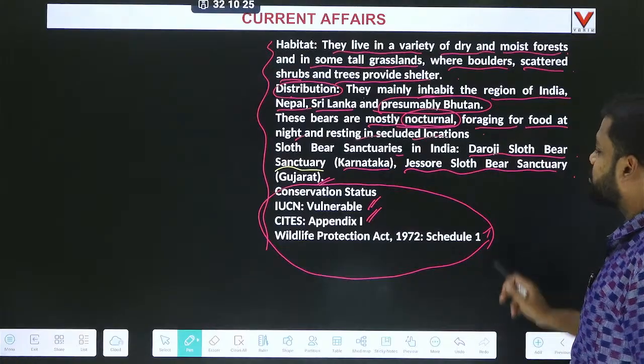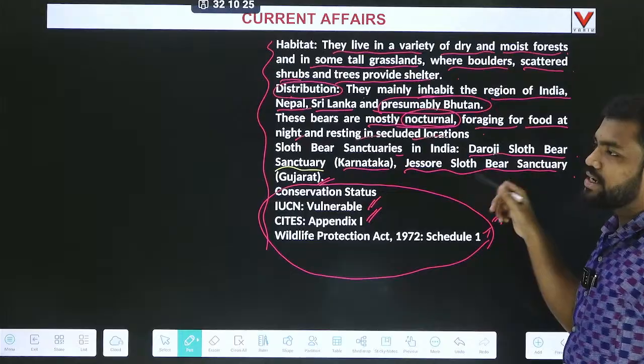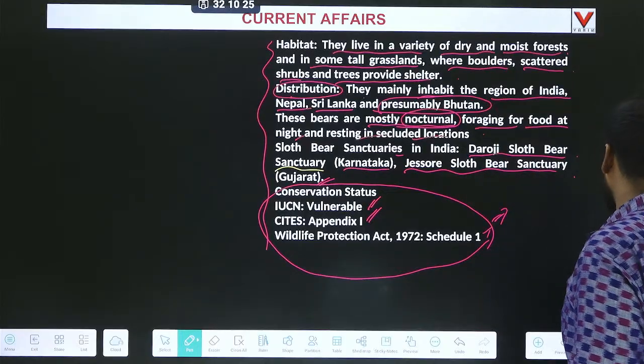This is the comprehensive coverage of sloth bear. They can ask about any kind of question from this, right?